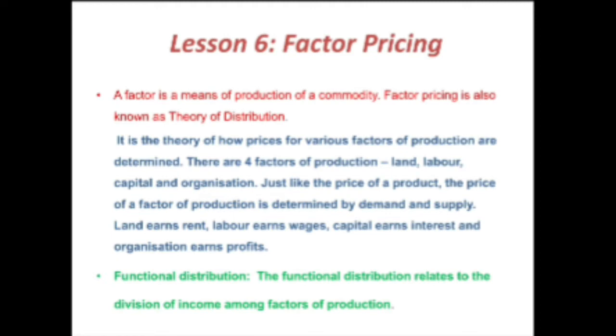We all know how the price of a product is determined. The price of a product is determined by the economic forces of demand and supply. Likewise, the price of a factor of production is determined by the forces of demand and supply for the particular factor of production. We know that land earns rent, labor earns wages, capital earns interest, and organization earns profits. And what is the meaning of functional distribution? The functional distribution relates to the division of income among various factors of production.